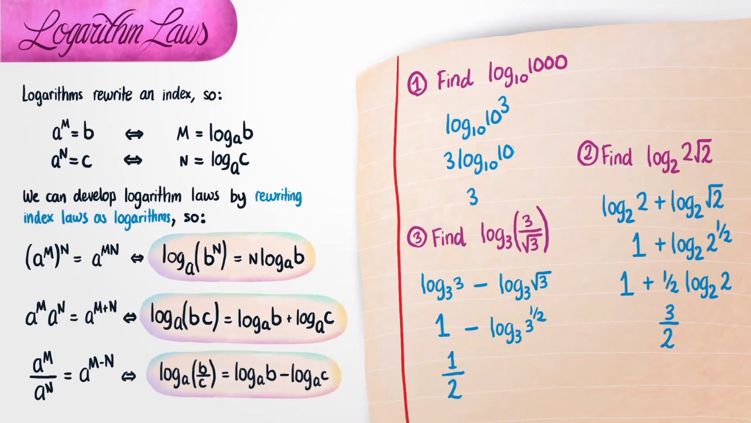Now 1 minus 1 half is of course the same thing as 1 half. Now at this point, you may fall into the idea that the log laws are just a bunch of rules that you need to memorize. But understanding them actually tells you a fair bit about how logarithms actually work. So let me show you another example to show you this.